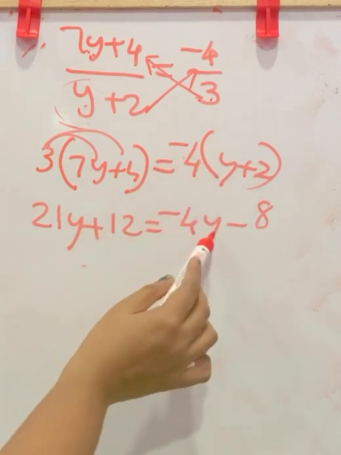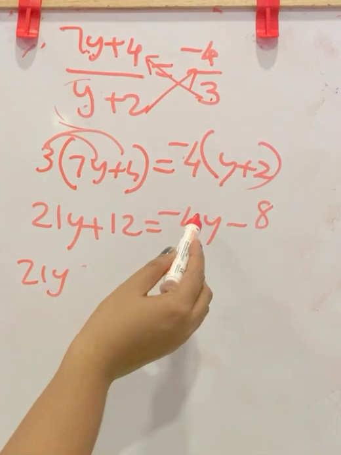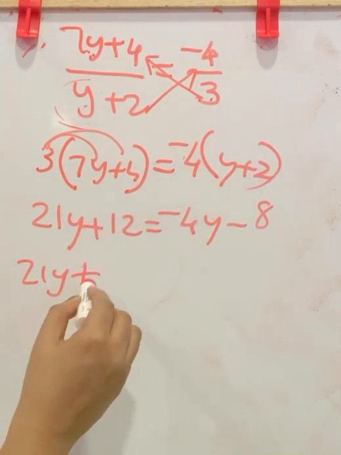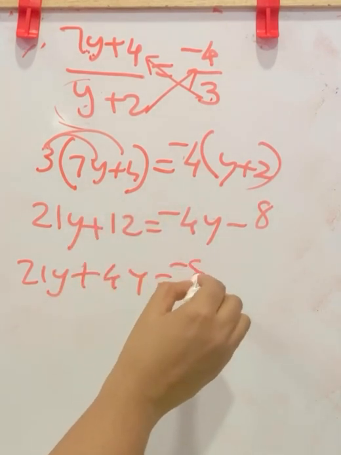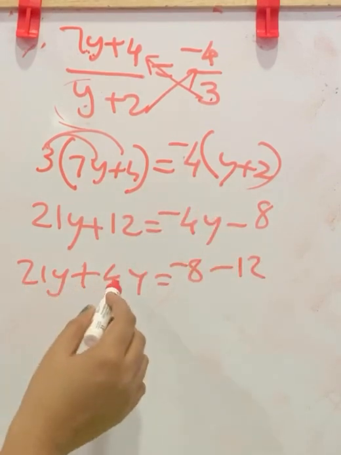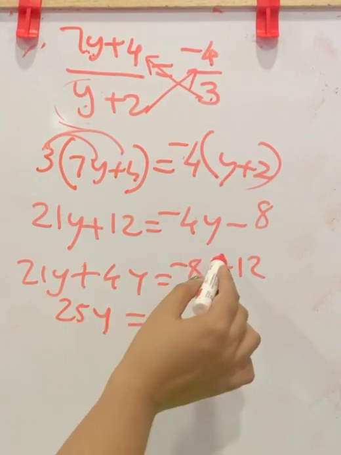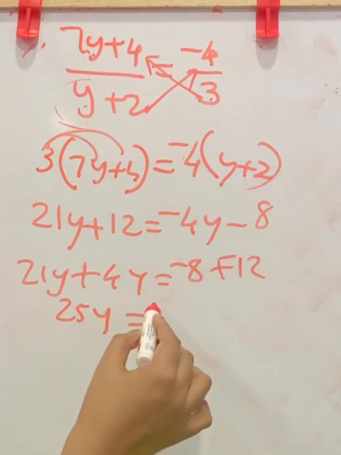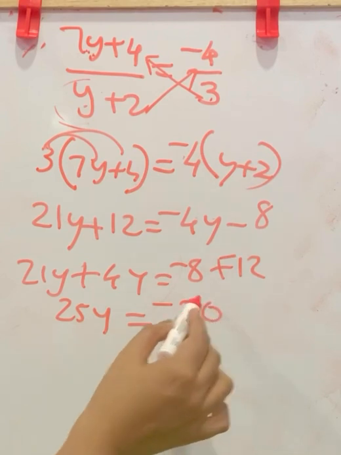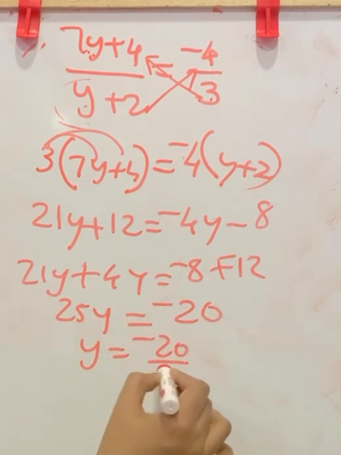Minus 4 into y, minus 4y. Minus 4 into 2, minus 8. Now 21y, taking this to LHS, it becomes plus 4y, equal to minus 8 here, taking plus 12, minus 12. So 21 plus 4 is 25y equal to, this becomes plus and minus, that is minus 12 plus 8 is minus 20. Now y is equal to minus 20 by 25.